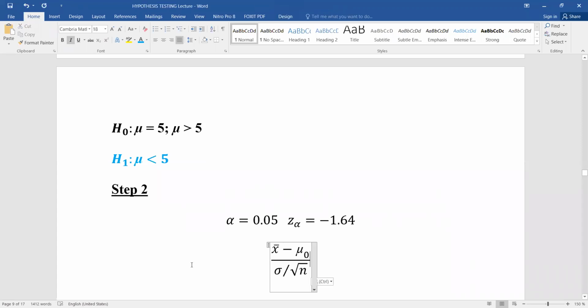We know our X bar. What was our X bar equal to? What was our mu? Mu is equal to what?